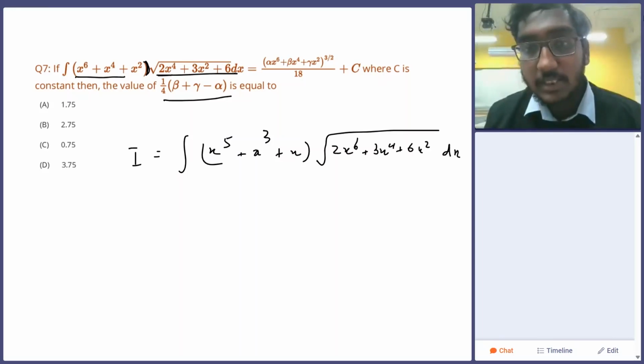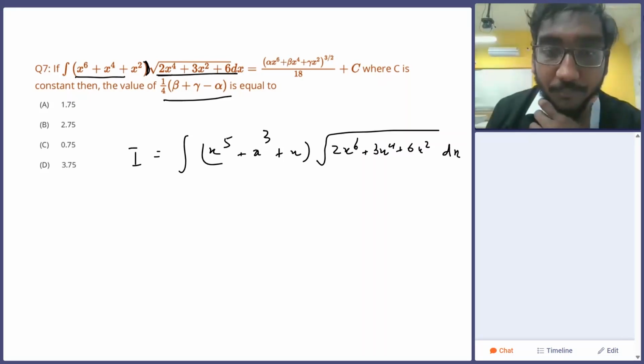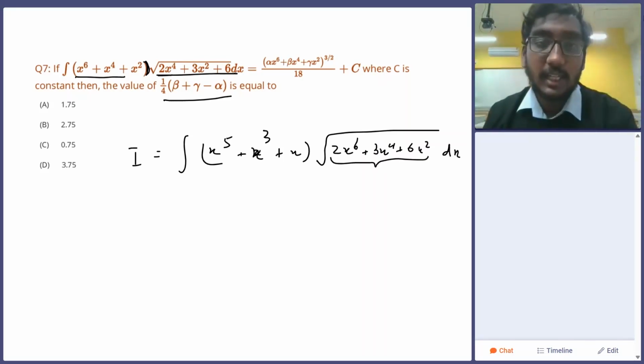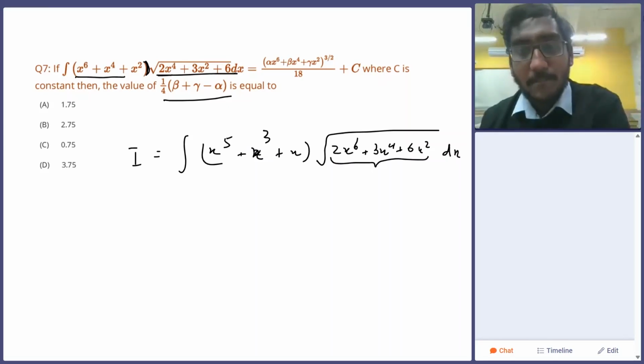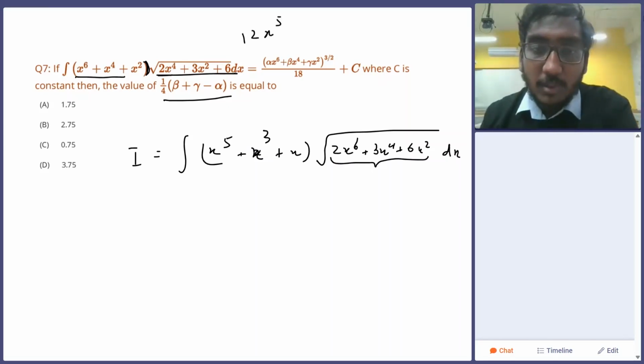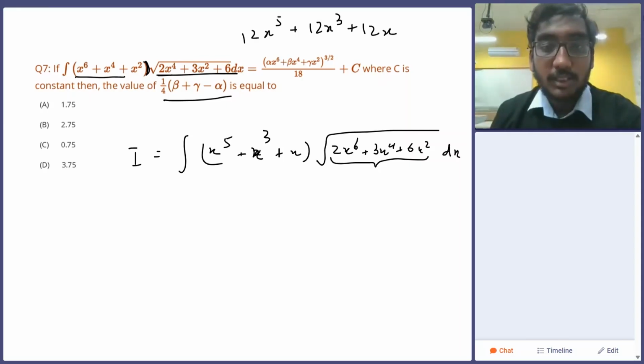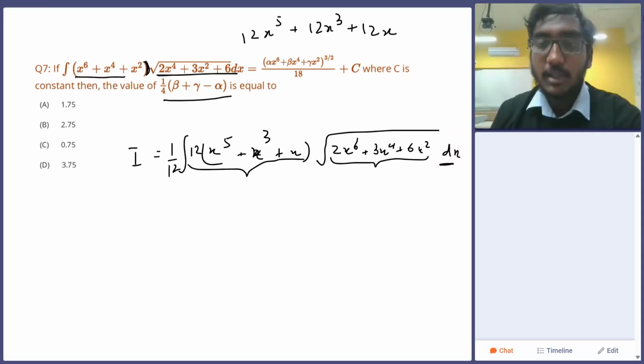Okay, dx. Correct? And if I am putting this particular expression as t, then what will be dt? dt will be 12x power 5 plus 12x cubed plus 12x, right? This will be the value of dt. So this is actually dt upon 12. Am I right? Yeah, you just multiply and divide by 12. This into dx will become dt, and this will be root t.